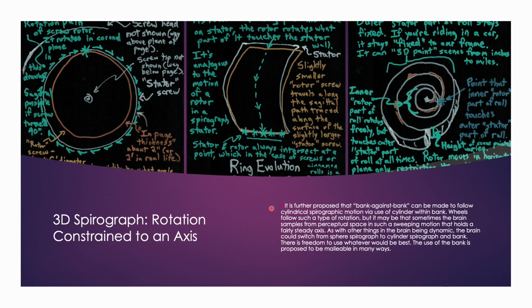So basically it's further proposed that bank against bank can be made to follow cylindrical spirographic motion by use of cylinder within bank. Wheels, like the wheels on a car, follow such a type of rotation, but it may be that sometimes the brain simply samples from perceptual space in such a sweeping motion that holds a fairly steady axis. So it might be, if you're looking ahead of you, cycling from the scene in this sort of circular manner and spirographic, like one copy of the bank doing a kind of spirograph. I can't show it with the little cursor here, but I think you can envision what I'm talking about.